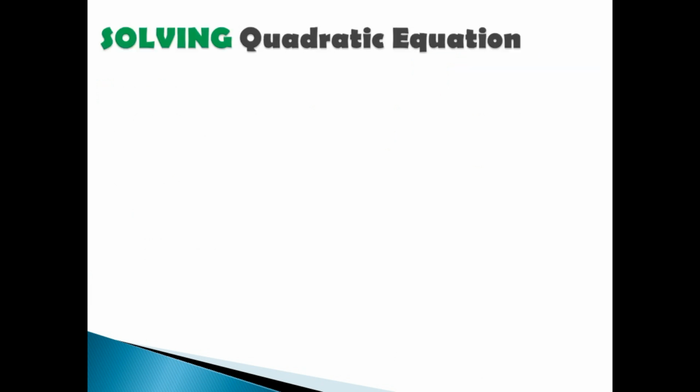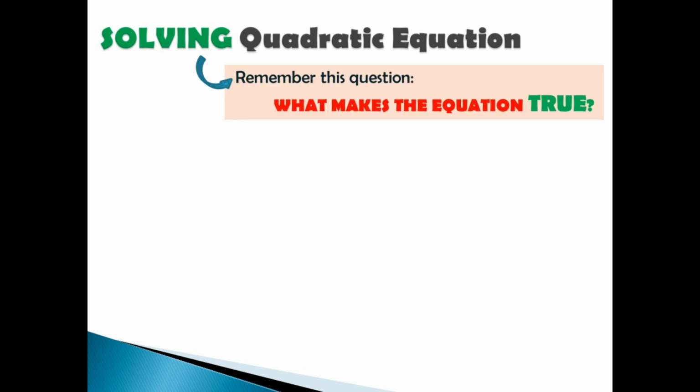All quadratic equations need to be solved. In solving a quadratic equation, we have to remember this question: What makes the equation true? The answer to this question will be the solution to the given quadratic equation. Solve this: x squared minus 7x plus 10 equals 0.